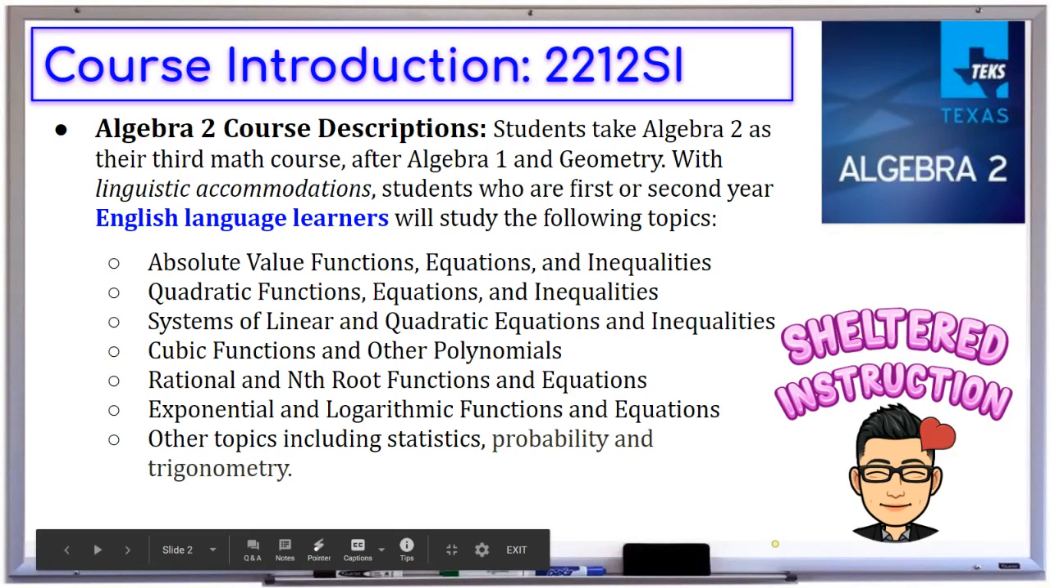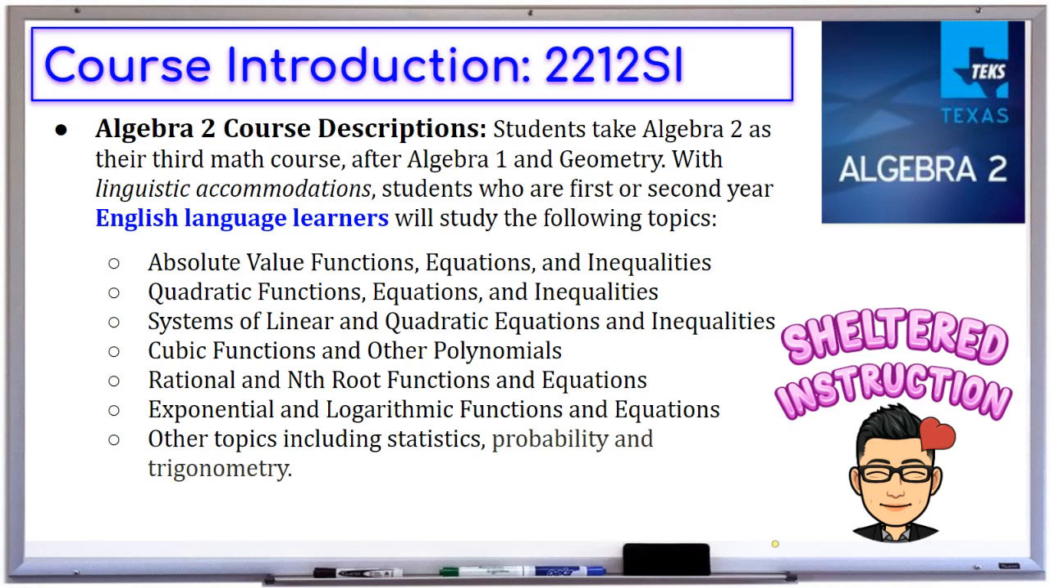Algebra 2 course descriptions. Students take Algebra 2 as their third math course, after Algebra 1 and Geometry. With linguistic accommodations, students who are first or second-year English language learners will study the following topics: absolute value functions, equations, and inequalities; quadratic functions, equations, and inequalities; systems of linear and quadratic equations and inequalities; cubic functions and other polynomials; rational and nth root functions and equations; exponential and logarithmic functions and equations. Other topics including statistics, probability and trigonometry.